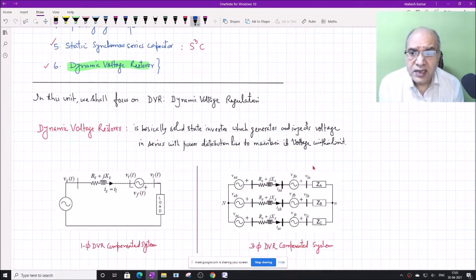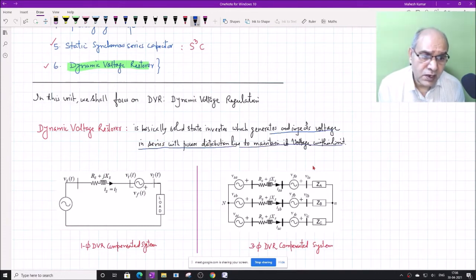So basically the dynamic voltage restorer is also a solid state inverter or converter which generates or injects the voltage in series with the power distribution line to maintain the voltage within the limits. Let us say plus minus 10% of the nominal value, and we want to maintain the voltage within this plus minus 10%, then these limits have to be followed while we apply the concepts of DVR compensation.